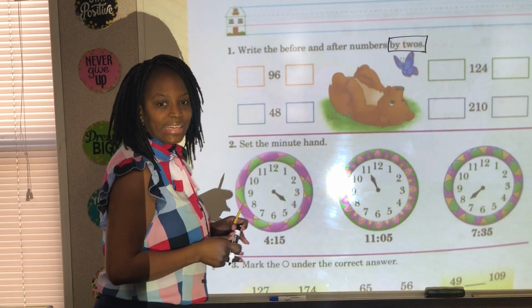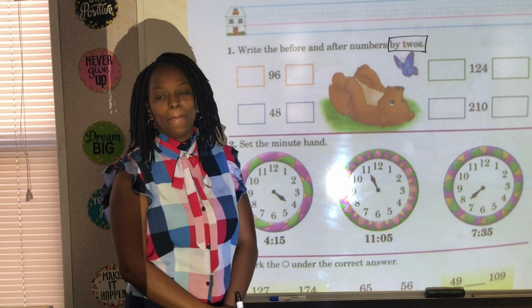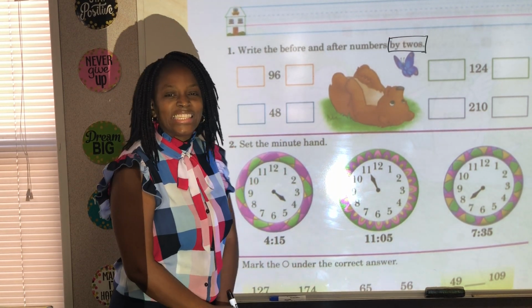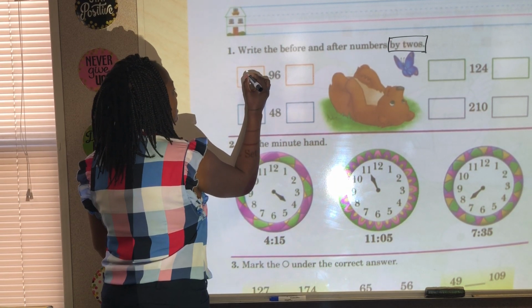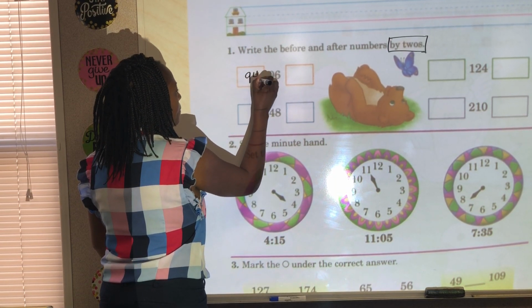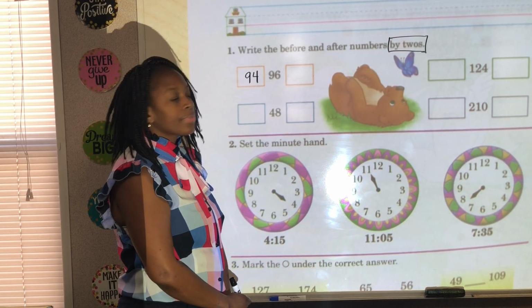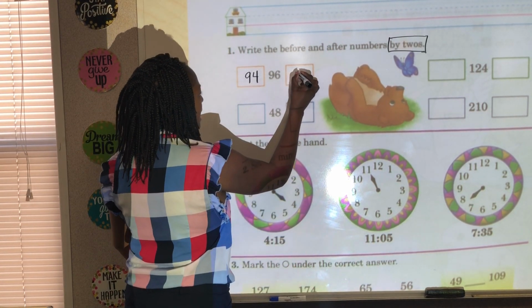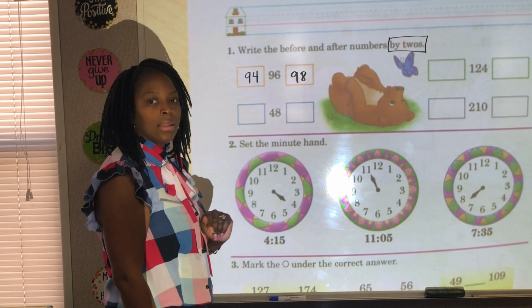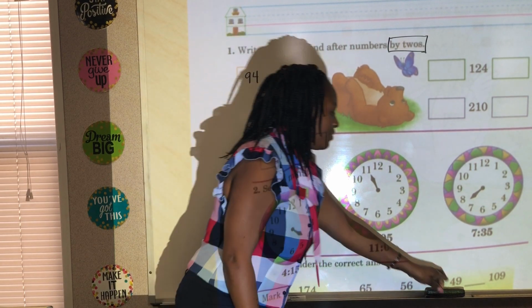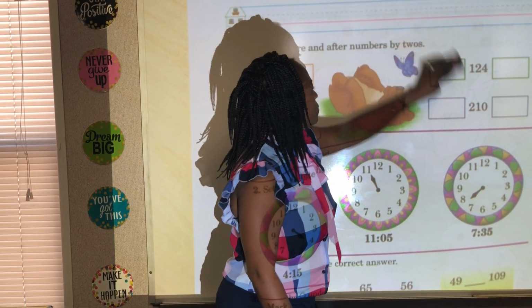So you have the number 96. What is the before and after? What's the before number by twos for 96? The before number is 94. What's the after number? The after number is 98. And you will complete section 1 like this, writing the before and after number by twos.